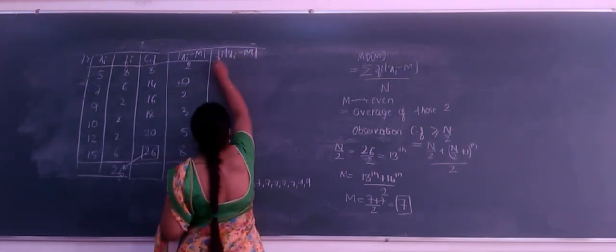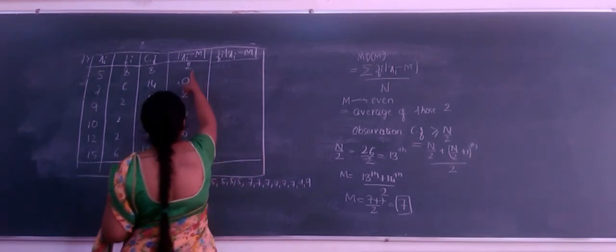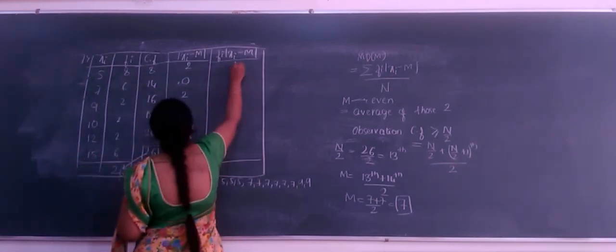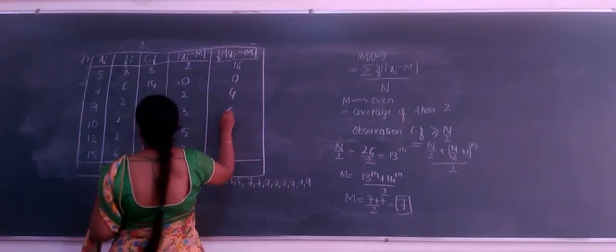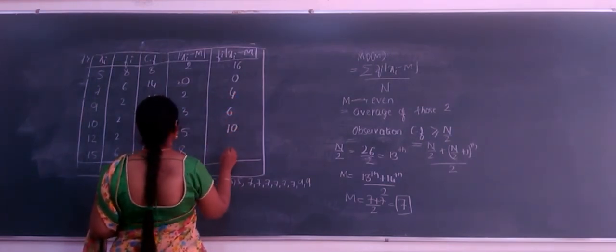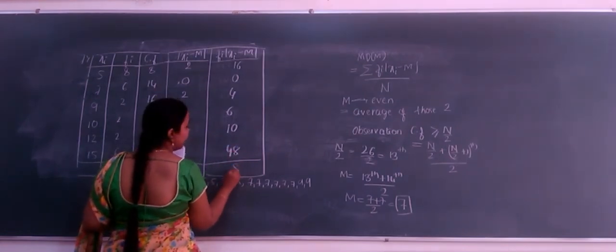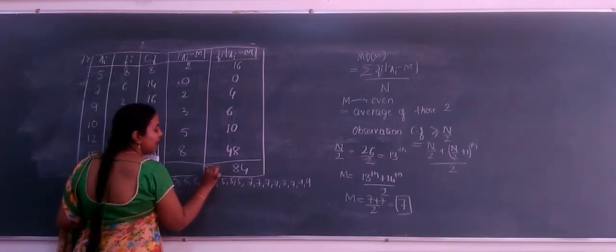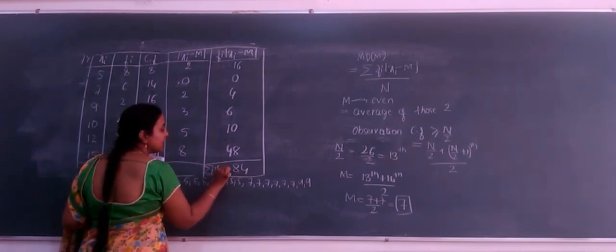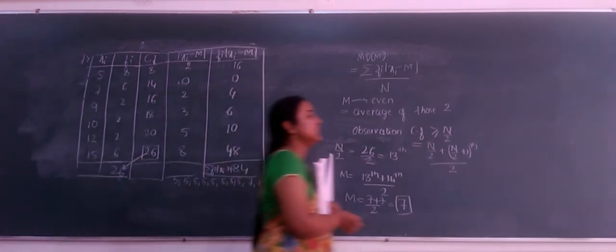It is nothing but, just multiply this column and this one. It will be 16, 0, 4, 6, 10, 48. The total will be 84. And what is this total? It is summation of fi into modulus of xi minus m. Right. Just find the final answer.